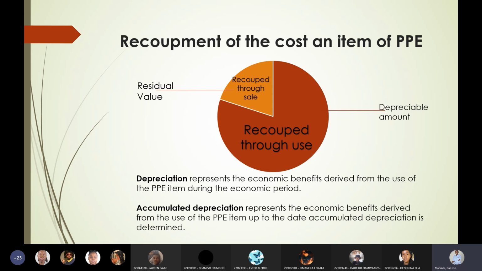So for example, if this were an item of PPE, let us say the value of this item of property, plant and equipment is 500,000. If we expect 480,000 to be recouped through using the asset, and we expect at the end of the useful life to sell the asset for 20,000, the 20,000 will be the residual value, while the 480,000 would be the depreciable amount. And the depreciable amount is the amount on which depreciation is calculated. You can define it as the cost minus the residual value. The cost of an asset minus its residual value gives you the depreciable amount.